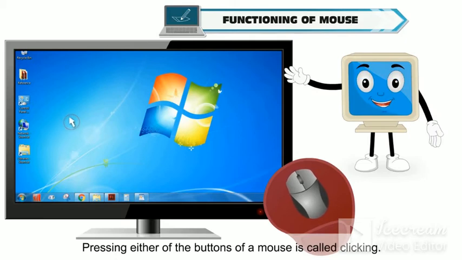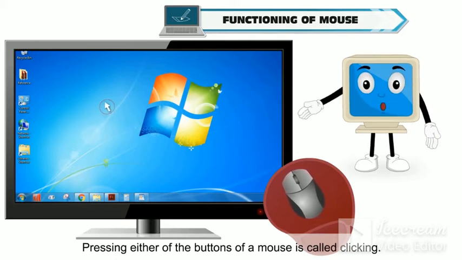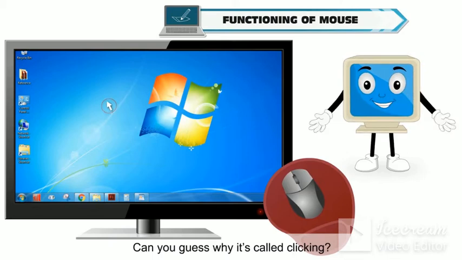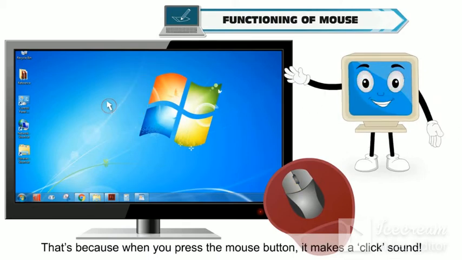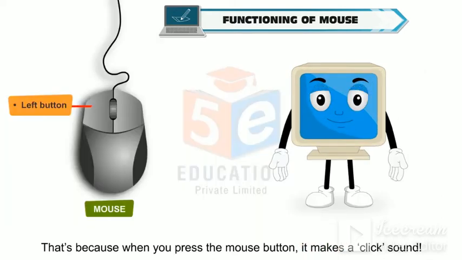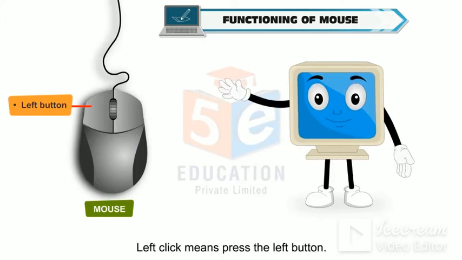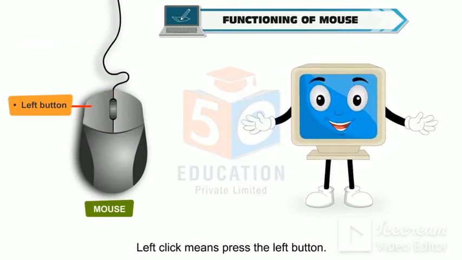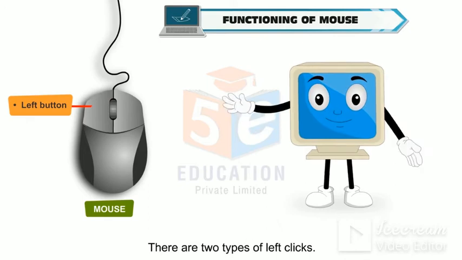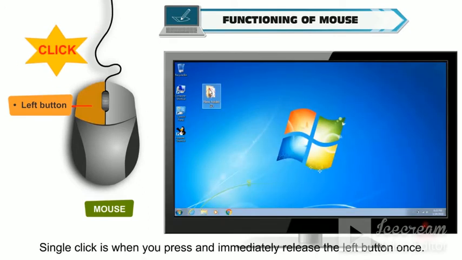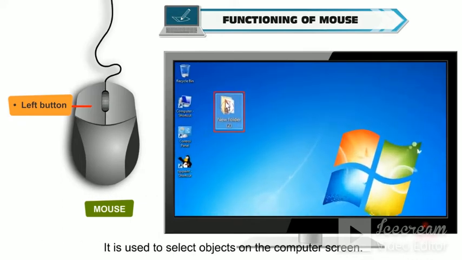Pressing either of the buttons of a mouse is called clicking. Can you guess why it's called clicking? That's because when you press the mouse button, it makes a click sound. Left click means press the left button. There are two types of left clicks. Single click is when you press and immediately release the left button once. It is used to select objects on the computer screen.